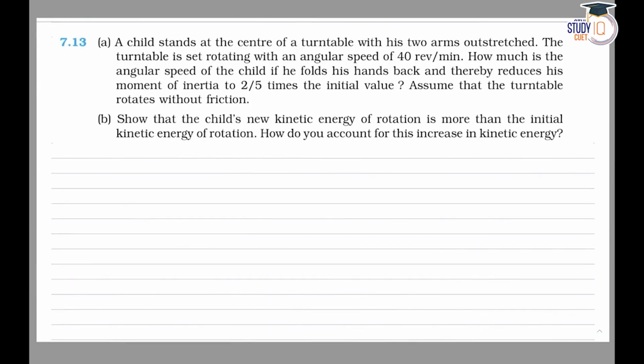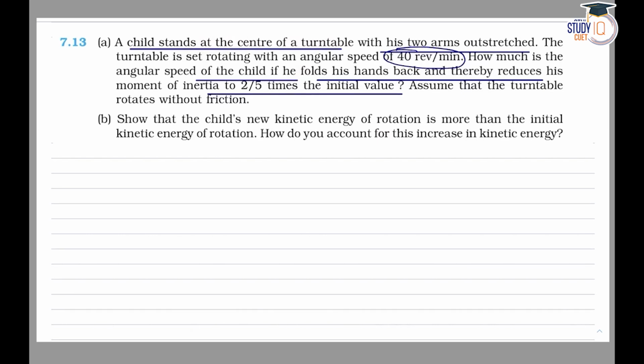NCERT Physics Class 11, 7th chapter, System of Particles and Rotational Motion, question number 7.13. In this, it is given that a child stands at the center of a turntable with his two arms outstretched. The turntable is set rotating with an angular speed of 40 revolutions per minute in the initial situation. What is the angular speed of the child if he folds his hands back and thereby reduces his moment of inertia to 2/5 times the initial value?